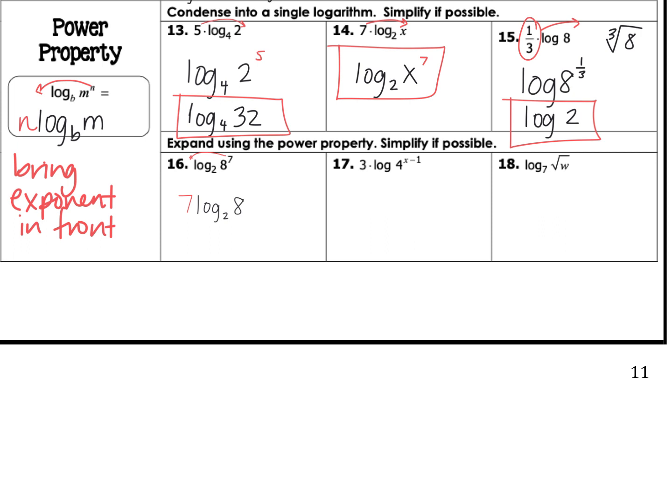Okay, number 17, your exponent is x minus 1. So when you bring that out in front, there's already a 3 there. What do you think you're going to have to do? Yeah, you'll have to distribute or put it in parentheses. So x minus 1 goes here, and it's not the worst thing in the world if you were to just leave it like this. Honestly, that's probably fine. If you wanted to distribute it and take it a step further, just make sure it stays in parentheses since it has 2 terms. So you could also write it as 3x minus 3 log 4.